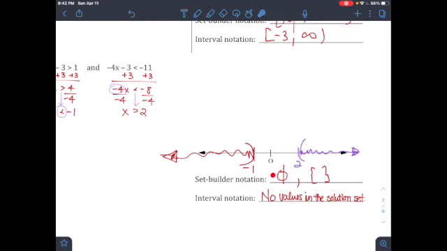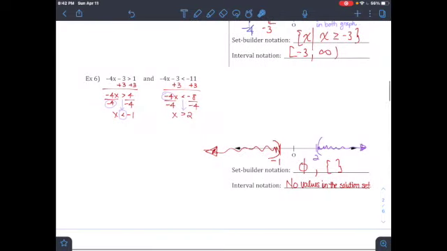There's no solution, or you can just use empty braces to represent the set notation without anything in it. And for the interval notation, there's no value in the solution set, so there's no interval notation. So the graph will be like this right here. And this is what we're going to put down for set builder notation because there are no solutions. All right, so that's example number 6.